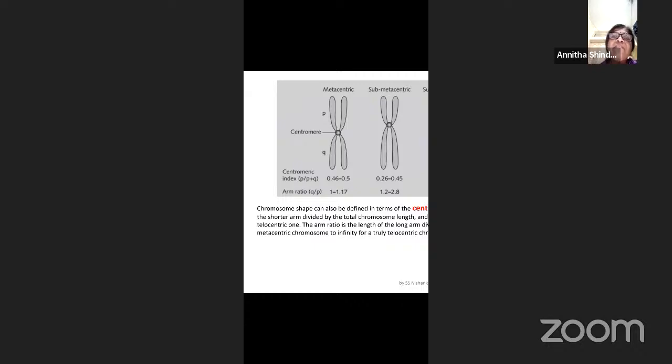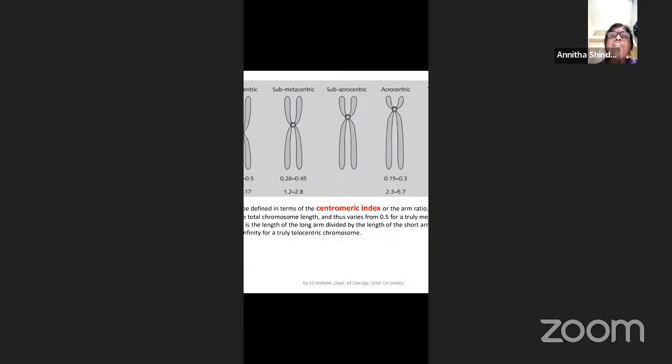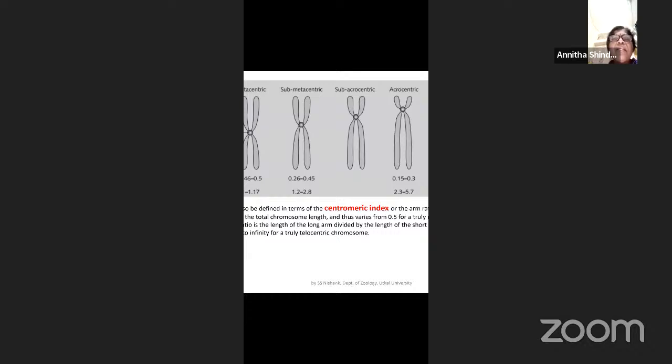One is metacentric: if the centromere is present in the center, you call it metacentric. Submetacentric means it will be a little above. Then you have subacrocentric, meaning towards the tip. Acrocentric means almost near to the tip. Telocentric means totally towards the tip: when the centromere is at the tip, you say it is telocentric. So you have different types of chromosomes based on the position of the centromere. They have been classified like that.